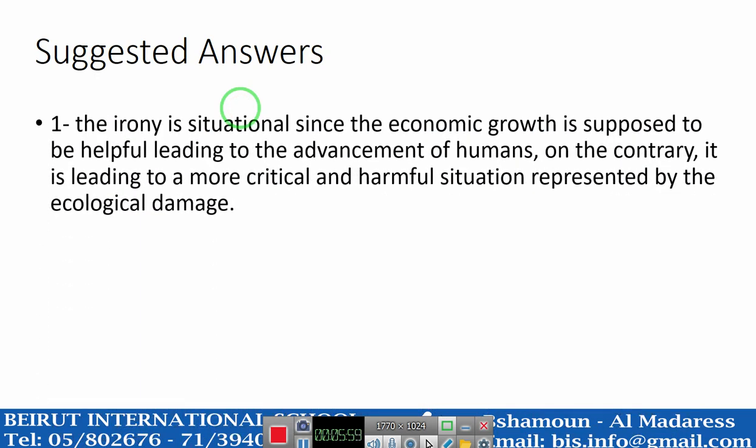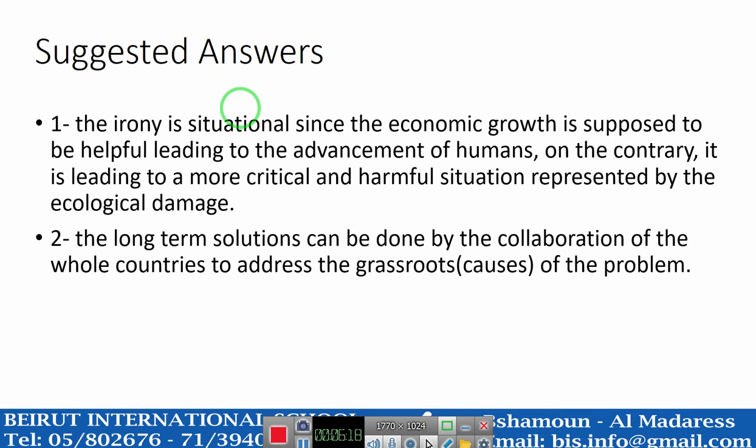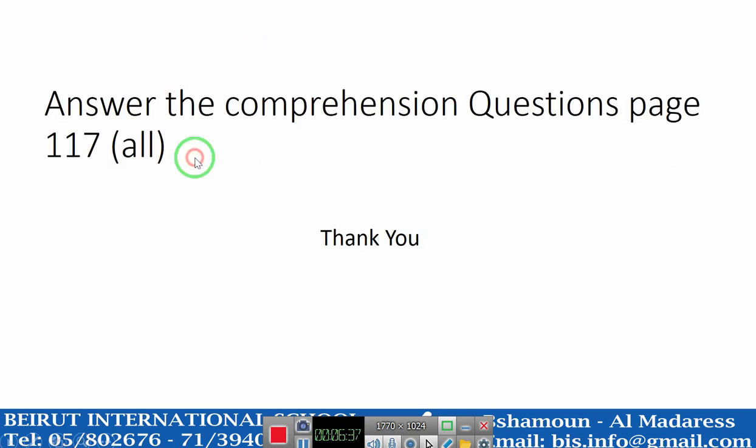Suggested answers. The irony is situational, since economic growth is supposed to be helpful, leading to the advancement of humans. On the contrary, it is leading to a more critical and harmful situation represented by ecological damage and the deterioration of human beings. Whereas the suggested answer for the second question is that the long-term solutions can be done by the collaboration of all countries to address the main cause of the problem. Because if we need to solve the problem, we have to look at its main cause to be able to solve it.